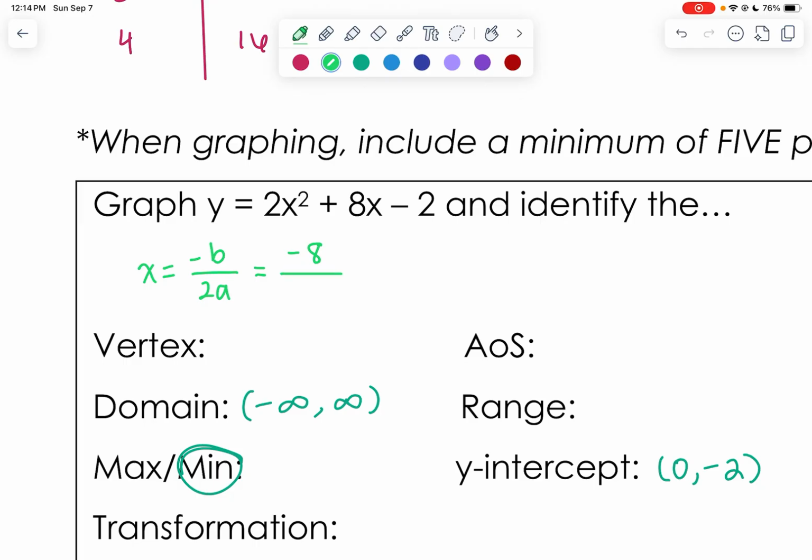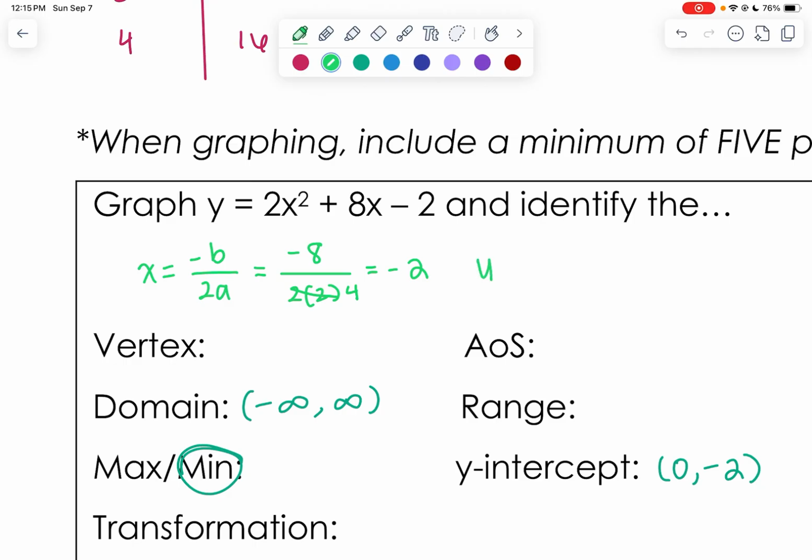So negative 8 over 2 times a is 2. 2 times 2 is 4, so negative 8 divided by 4 is negative 2. Now, be really careful with your positives and your negatives here, because if you mess up the h part, the x coordinate of your vertex, or h, right? Now your y is going to be off, okay?